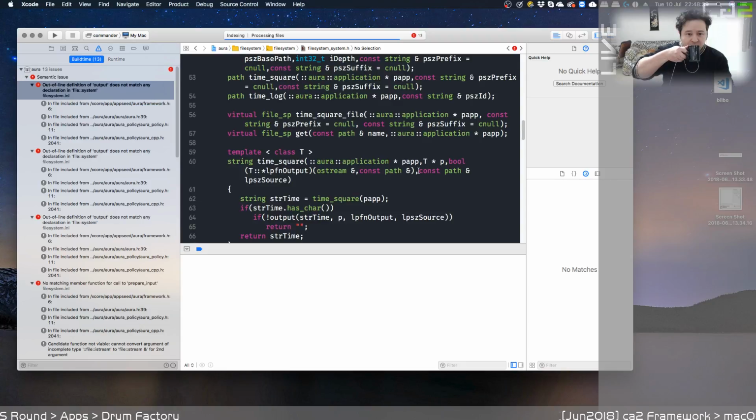So now we only have the two, even if it runs over and over and over again.